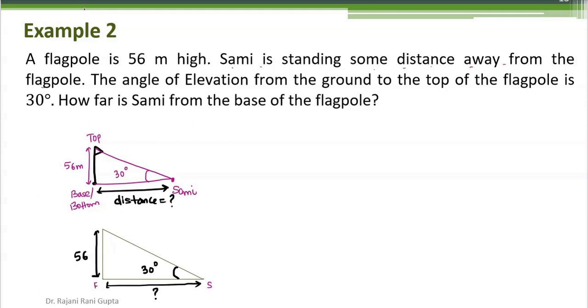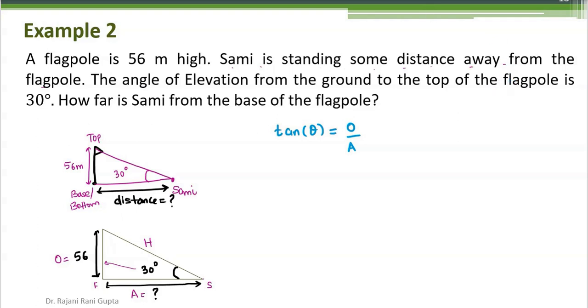Again, we need to check which trigonometric ratio we have to use. First, let's write what is the opposite side. Since this is the angle, this side is your opposite side. This is the adjacent side and this side is the hypotenuse. So we need a trigonometric ratio that involves the opposite side and the adjacent side. What is that ratio? That is again tan of theta, which is opposite side over the adjacent side.